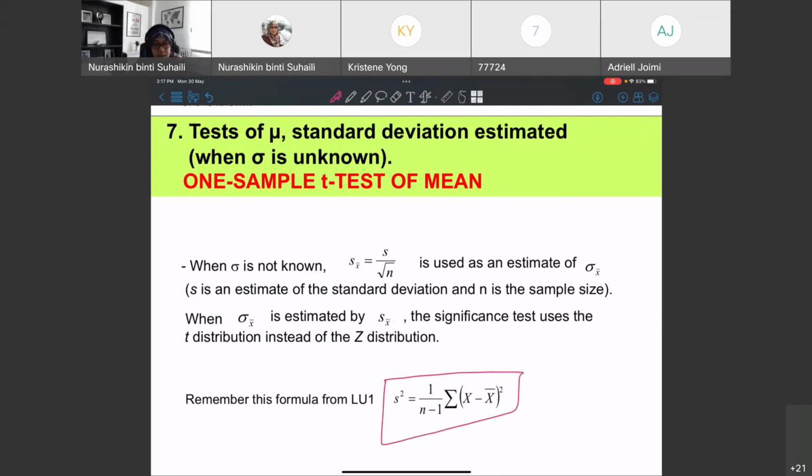Where this formula comes from is from LU1. The basic formula is actually for variance, but we know that variance and standard deviation are related. So you can find S by taking the square root of S squared. Basically this is the formula that you have to use, and once you solve for S, then you can use it here. I'll show it later.